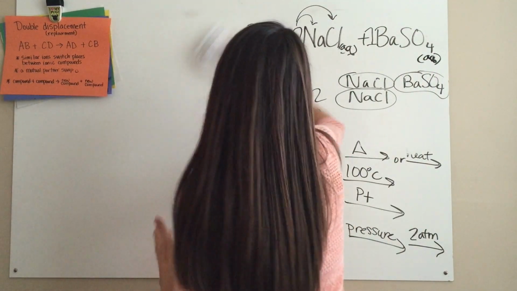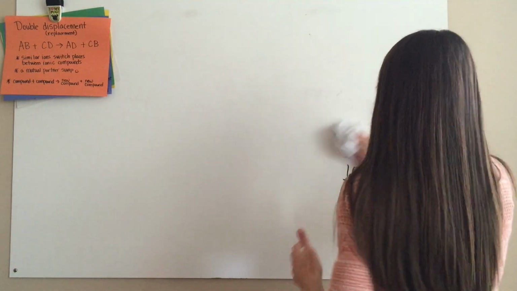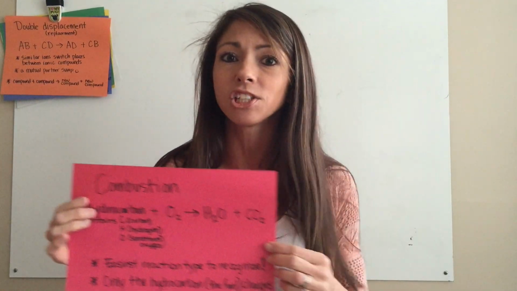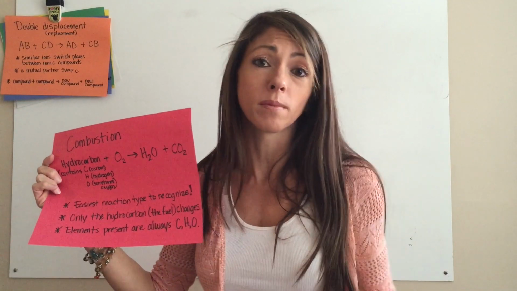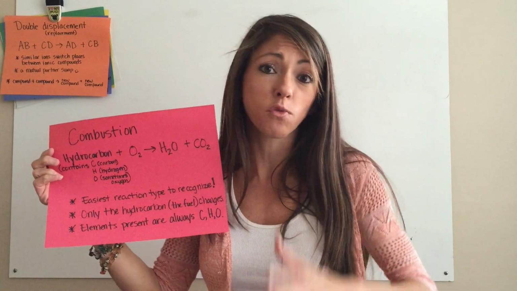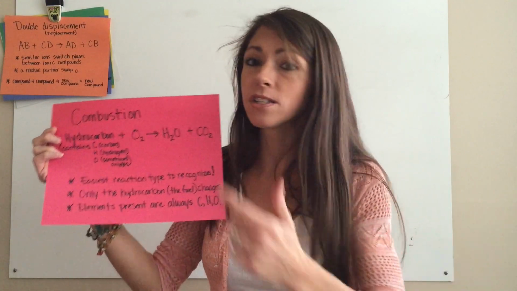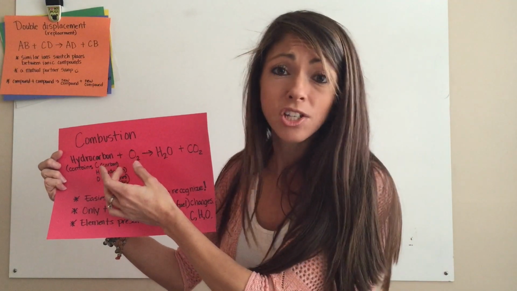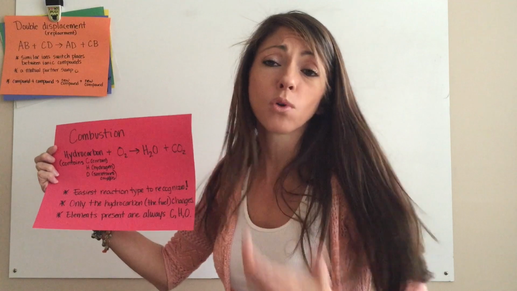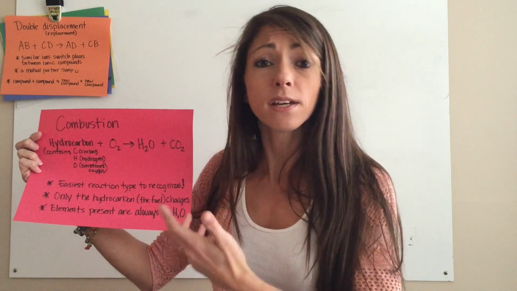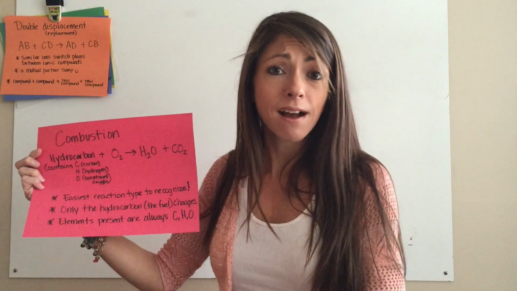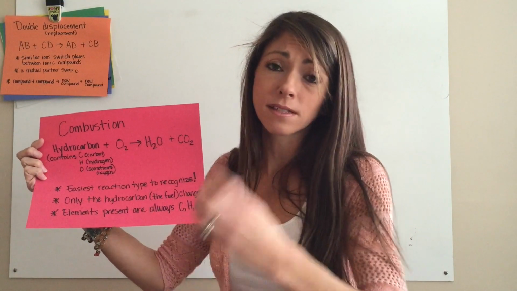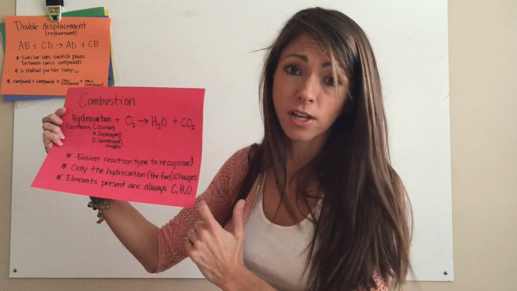Okay? Now, your last reaction type that we're going to go over is actually the easiest to recognize, and it's called a combustion reaction. Now, a combustion reaction is when you burn fuel in the presence of oxygen to create carbon dioxide and water. The only thing that changes from one combustion reaction to the other is the fuel type. So your hydrocarbon will be different, but otherwise you'll always have oxygen gas as a reactant, and then your products will always be H2O, water, and CO2, carbon dioxide gas, every time. So the only elements you'll ever see present are carbon, hydrogen, and oxygen, C, H, and O.